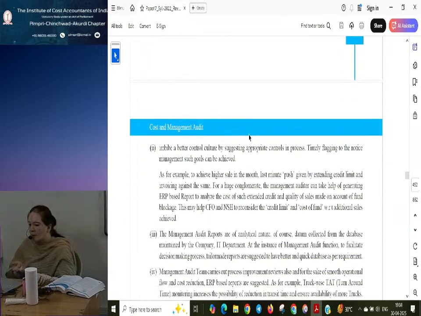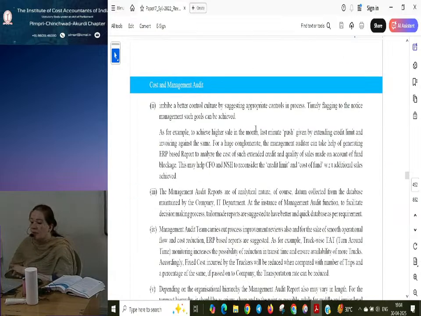The second one is timely flagging to notice whether the management is able to achieve the goals or not. So it is going to actually push the management towards it. Another thing is management audit reports are analytical in nature. So data collected from the database which is maintained by the company, the IT department actually. So it will help in the decision making process.